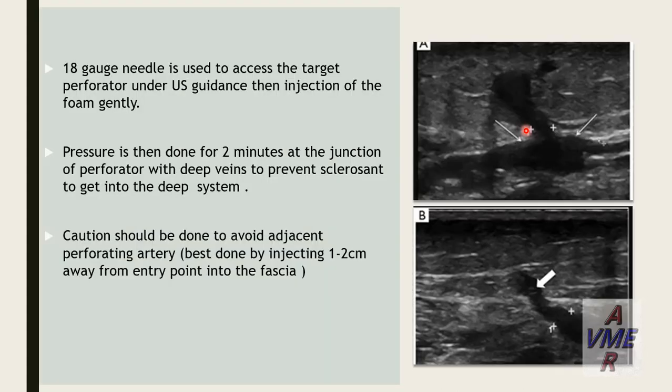This is the technique. An 18 gauge needle is used to access the target perforator under ultrasound guidance, then injection of the foam gently. During injection, pressure is applied for 2 minutes at the junction of the perforator with the deep veins to prevent the sclerosant from getting into the deep system. Caution should be taken to avoid the adjacent perforator artery. It is best done by injecting 1 to 2 cm away from the entry point into the fascia.